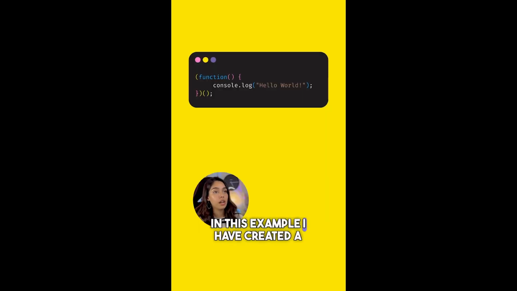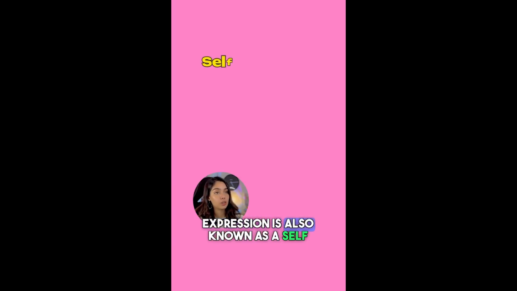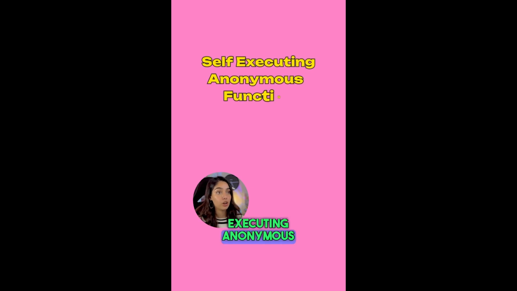In this example, I've created a function that prints hello world to the console. This function does not have a name and it is wrapped within parentheses and it is immediately executed after it is created. Immediately invoked function expression is also known as a self-executing anonymous function.